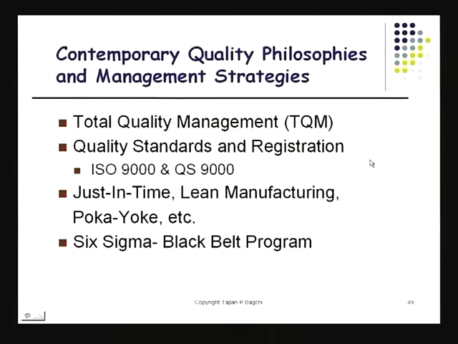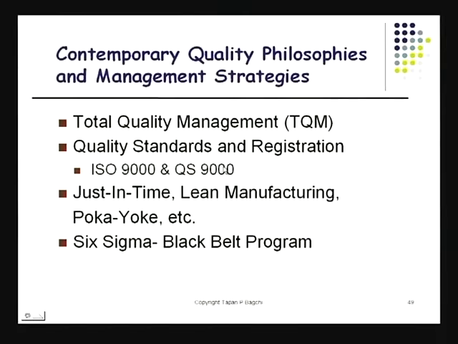So there are now other methods besides just pure old TQM. You've got ISO 9000, you've got just in time, then you've got lean manufacturing, you've got poka-yoke, and of course you've got this Six Sigma Black Belt program. These are besides TQM. TQM in some sense is now an old approach. It's very powerful, but it's not good enough by itself. So many people who are doing TQM also got registered for ISO 9000. And many moved up to JIT.